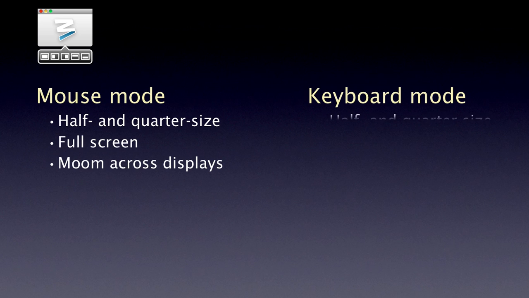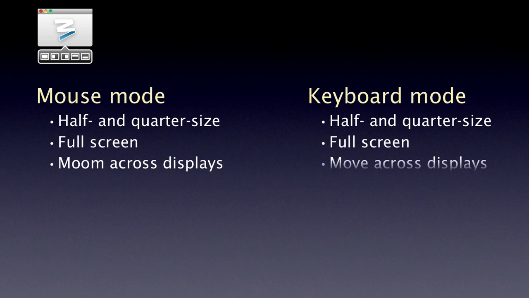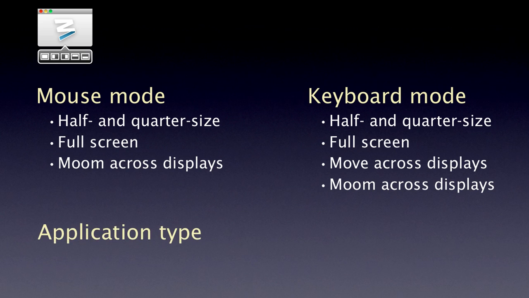If you use Moom in keyboard mode, you can do the same types of things: half and quarter size windows, full screen windows. You can also simply move a window across displays without resizing it. And of course, you can Moom the windows across displays. And finally, we'll talk about the various modes that Moom can run in, which include normal application mode, menu bar only mode, or faceless background mode.